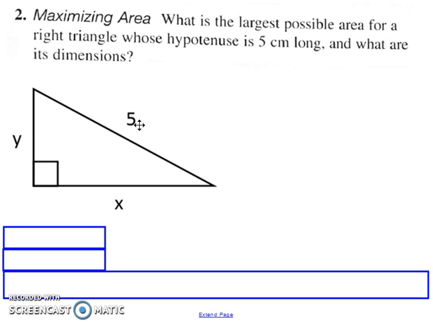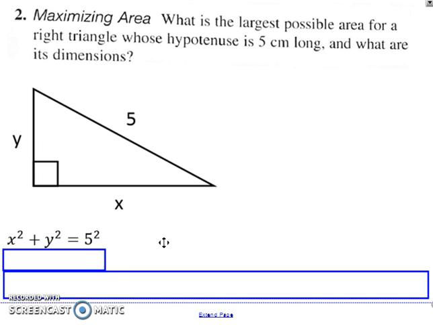In any case, what I want you to notice, just by looking at this, hopefully you automatically think of the Pythagorean theorem: x squared plus y squared equals 5 squared. Now, this is not the equation that we need to maximize. That's the area equation. But nevertheless, regardless of what we do with x and y, this is always true. We've got that in our back pocket. I'm getting ahead of myself.